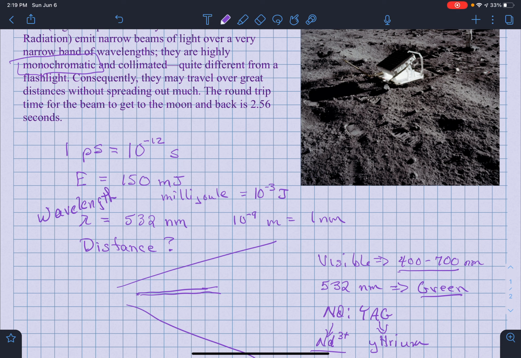So that's basically the objective of this calculation. I hope this helps to explain it. Certainly, as always, ask questions.